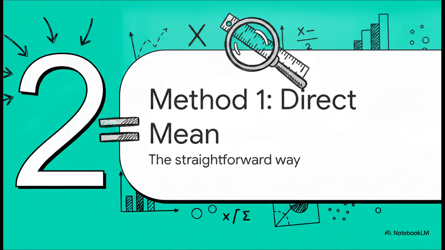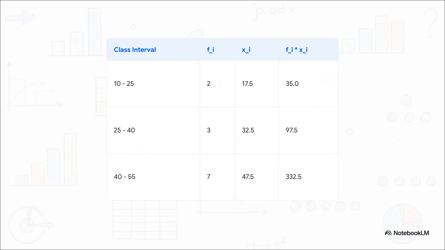Moving to Section 2, Method 1, the direct mean. Now that we have our class marks acting as our data spokespeople, let's pull out our very first tool. This is, hands down, the most straightforward way to calculate your average. Take a look at this frequency table. See how highly visual and structured it is?